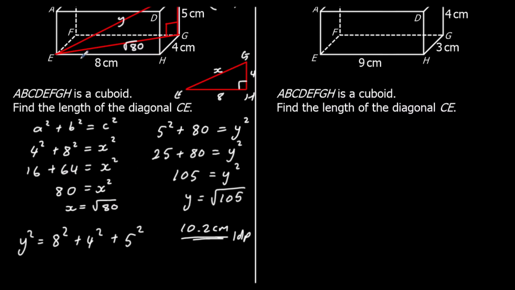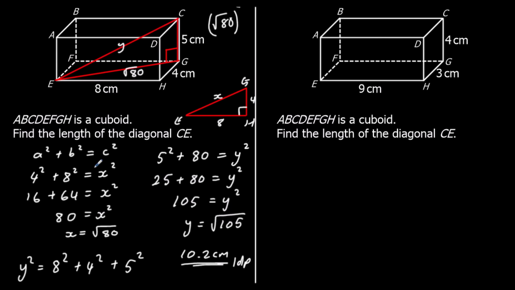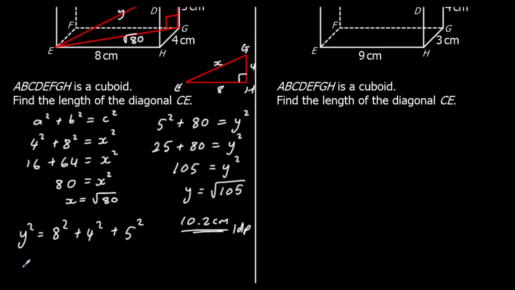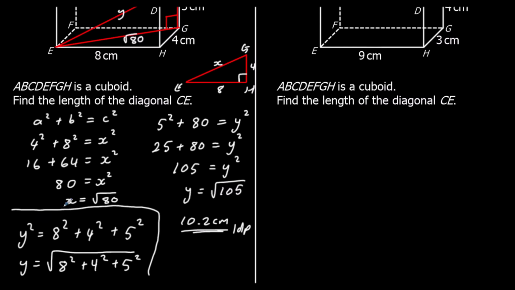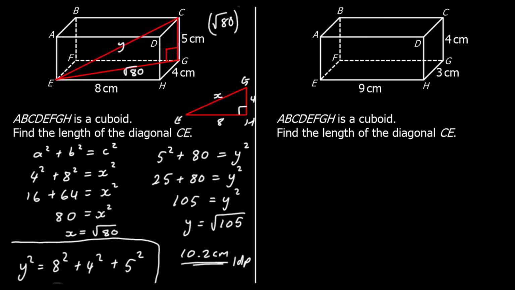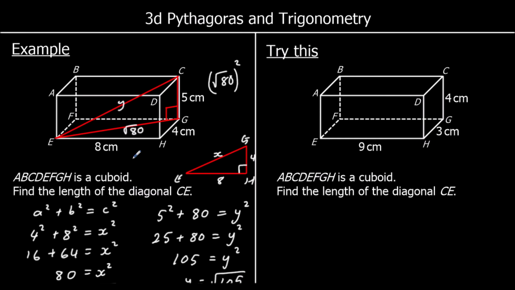So we could have used all 3 dimensions. So y would be the square root of 8 squared plus 4 squared plus 5 squared. So we could have done it in fewer steps and we would have got the same answer. Okay, one for you to try. So give this one a go.